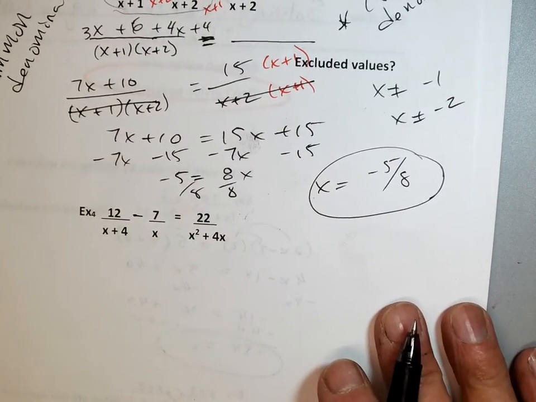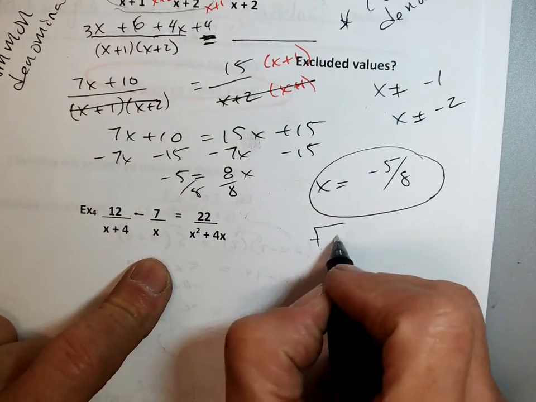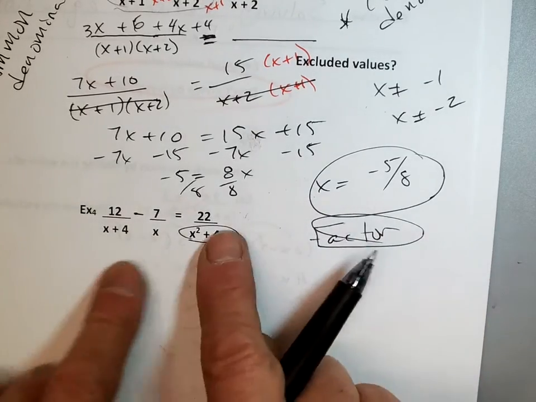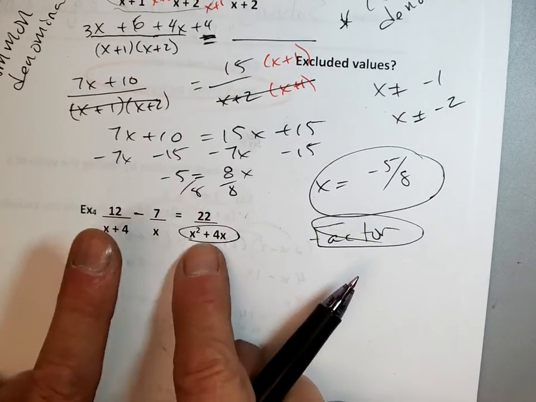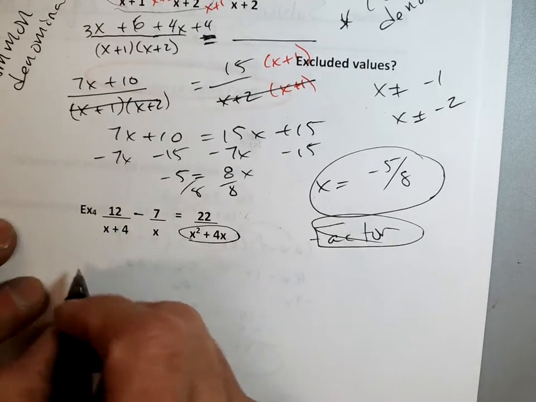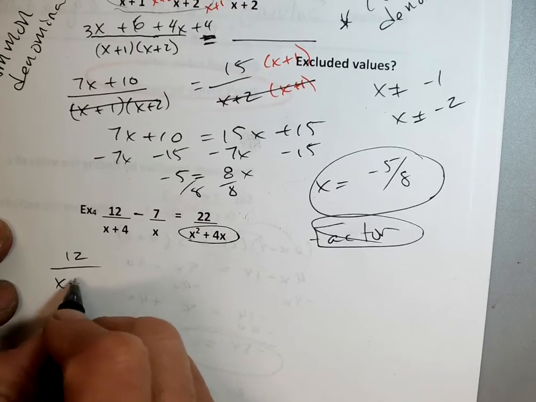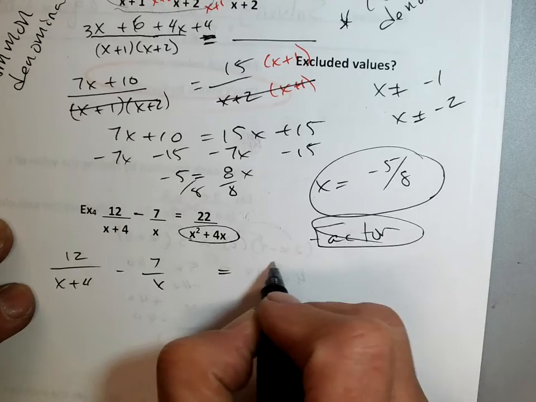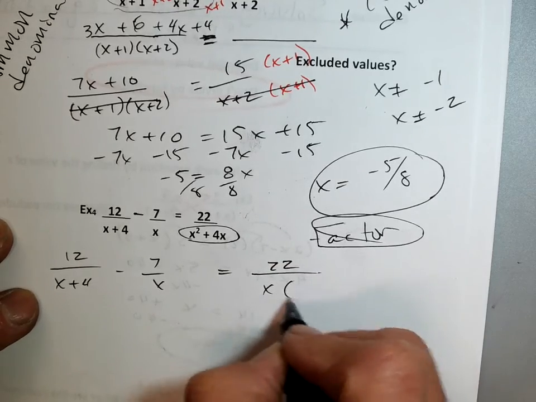So the first thing I'm going to do is I really am going to factor first. And there's a reason I'm going to factor. I'm going to factor right here. The reason is I can see how it's going to make these get close. So let me write this: 12 over x plus 4 minus 7 over x equals 22 over x times x plus 4.